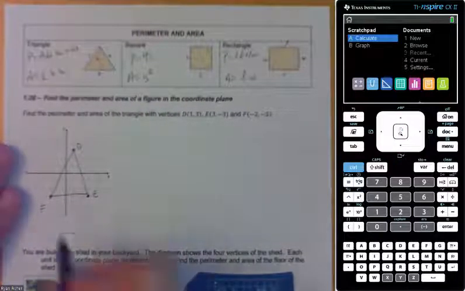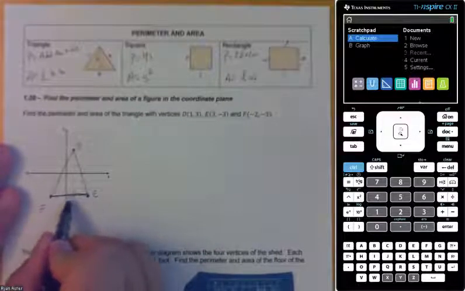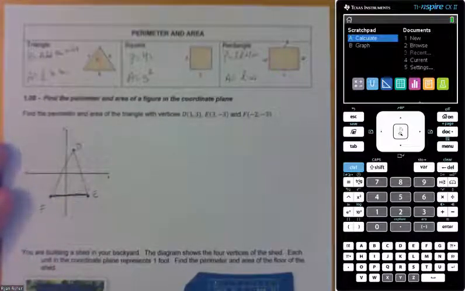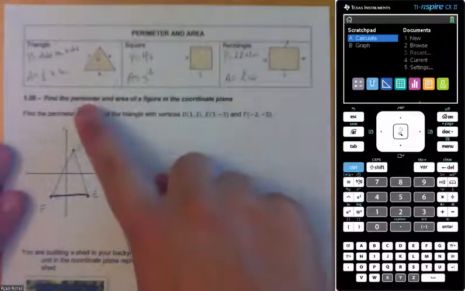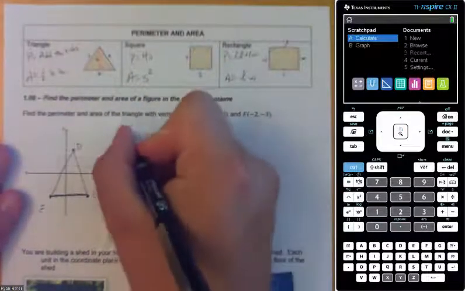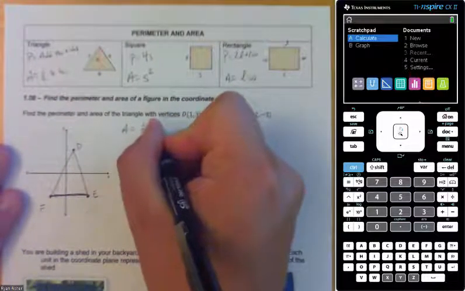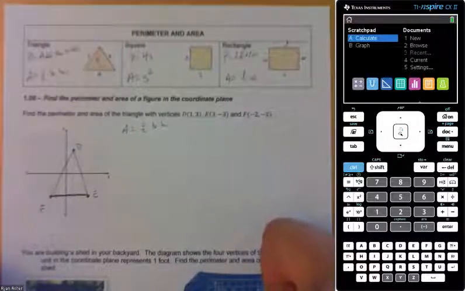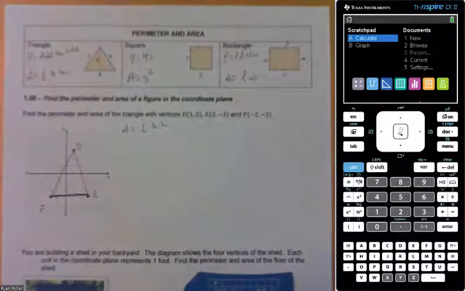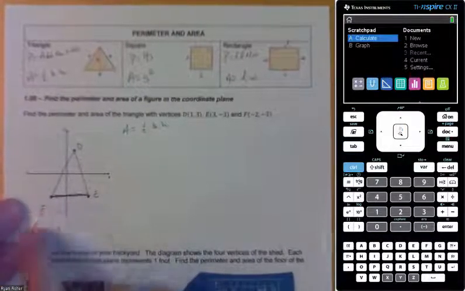I think we need to find both the perimeter and the area. Area, I think, is a little bit more straightforward. I need to find the area. It's one half its base times its height. The base can be any side, and then we'll calculate the height off of that by finding the distance from that vertex to the opposite side.